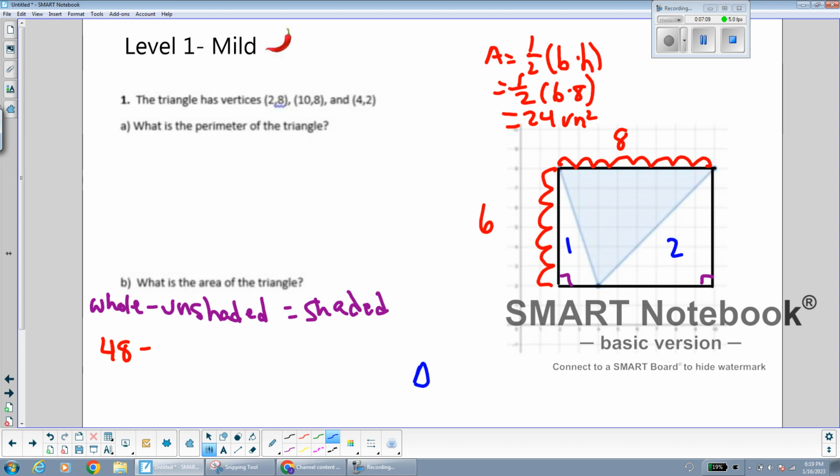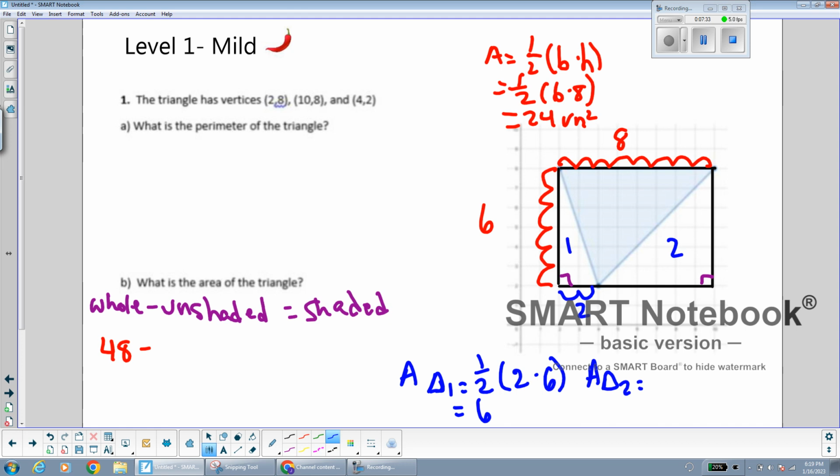So the area of triangle 1 is 1/2. The base is 2. And the height is 6. So that is 6. Half of 12 is 6. And the area, oh, that was supposed to be an A for area.